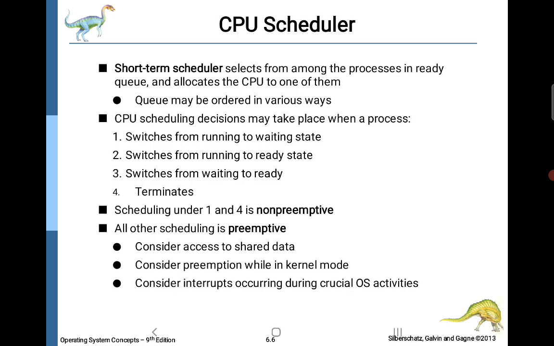First, imagine the CPU is empty. So a process is ready. There should be a decision which ready process will go into the CPU. That's when the CPU is empty.